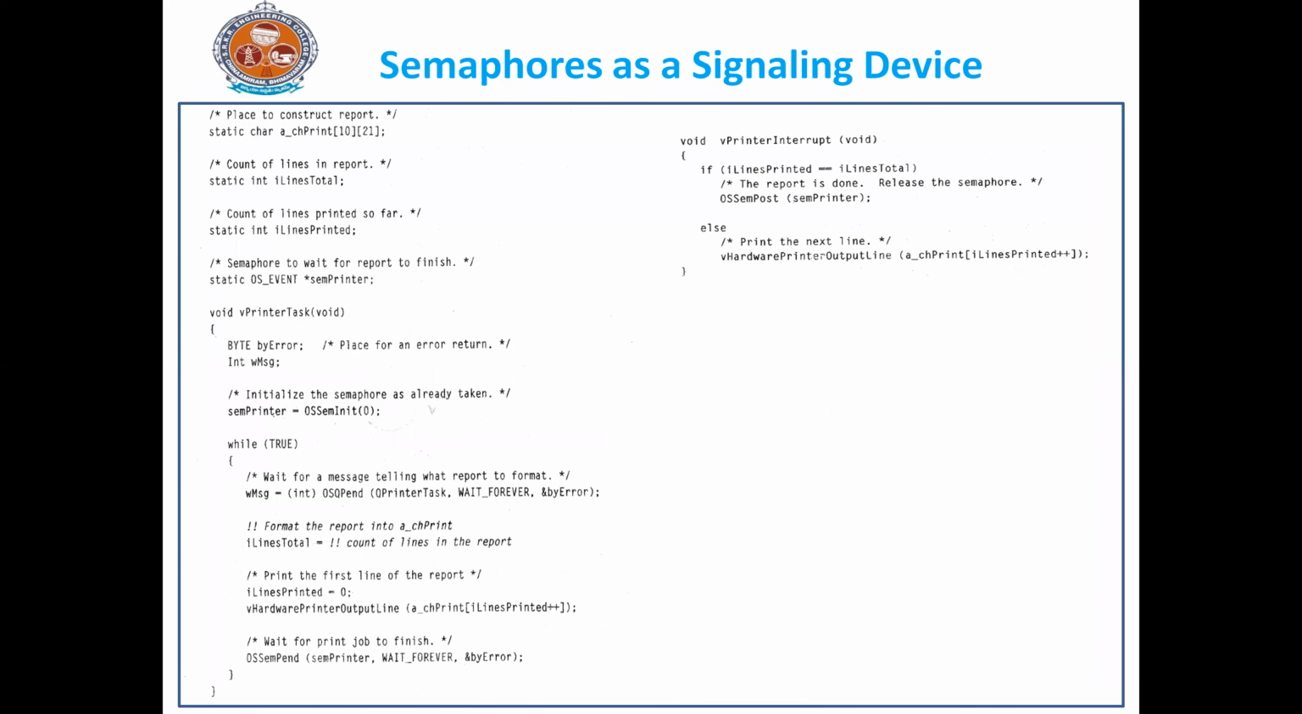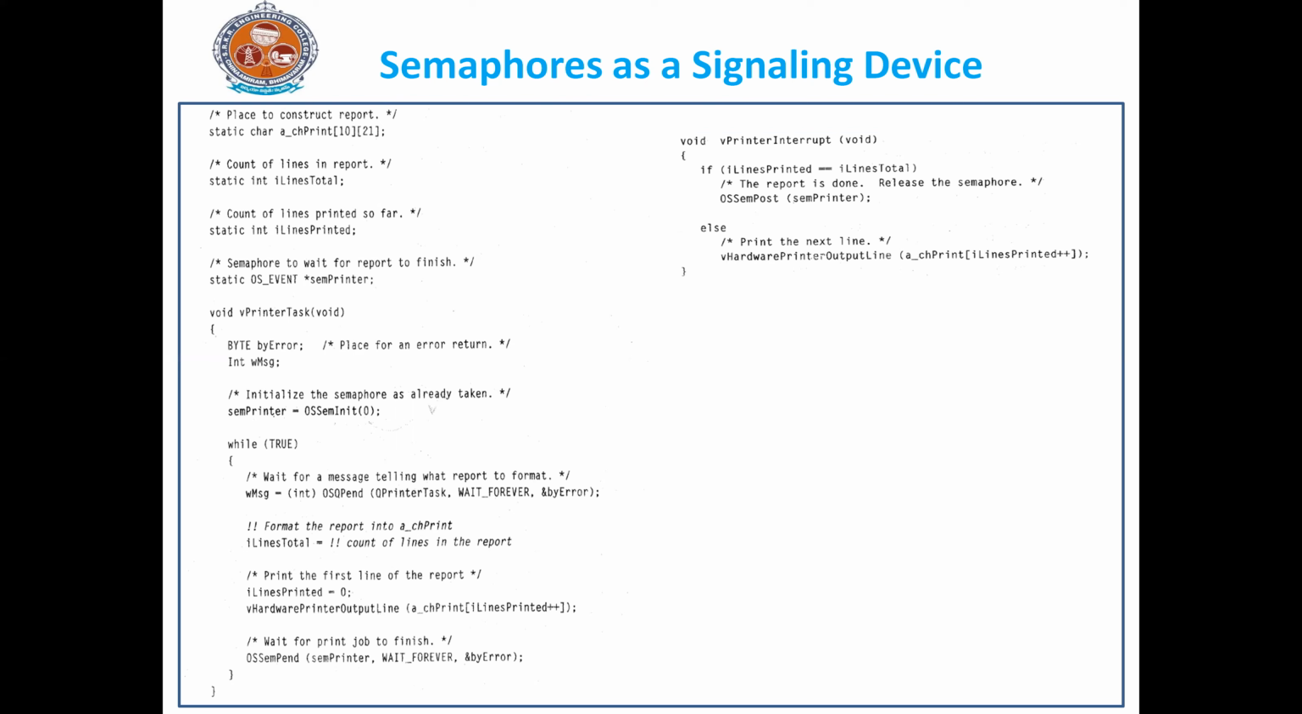So now we will see how semaphores act as a signaling device. This is a simple way to communicate from one task to another, or from an interrupt to a task. Whenever you want to communicate like this, you can use the semaphore as a signaling device.